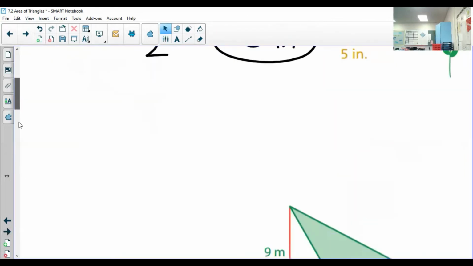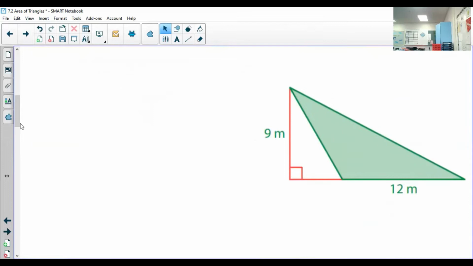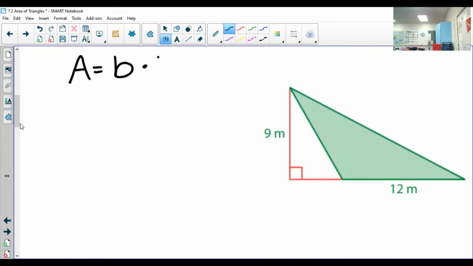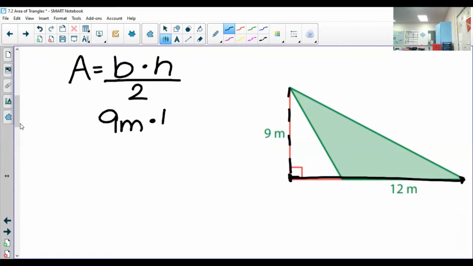Let's try another one. Okay, my area equals base times height divided by 2. Okay, so my base right here is 12. And notice how we're taking the whole base. We start over here to over here. Okay, and then this is the height. We're just going to use the measurements that they give us. We're going to do 9 meters times 12 meters divided by 2.